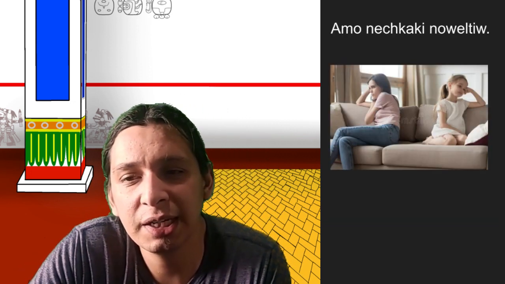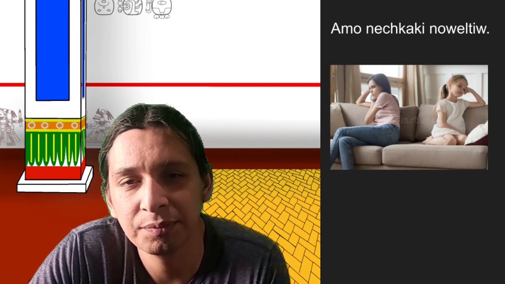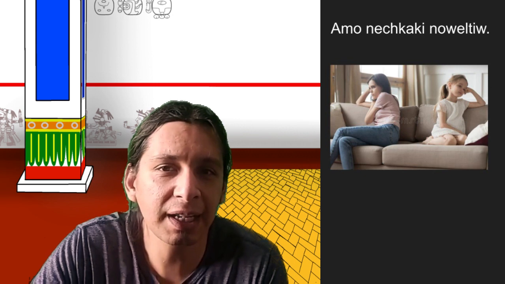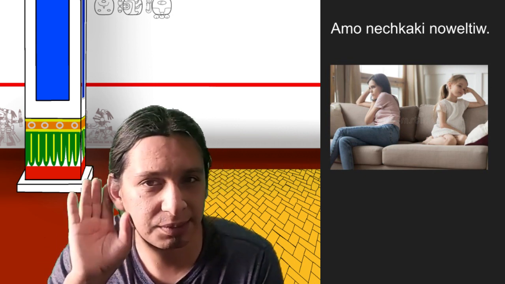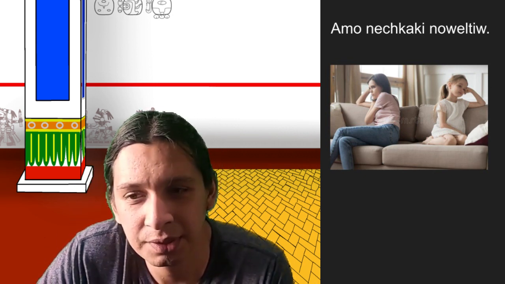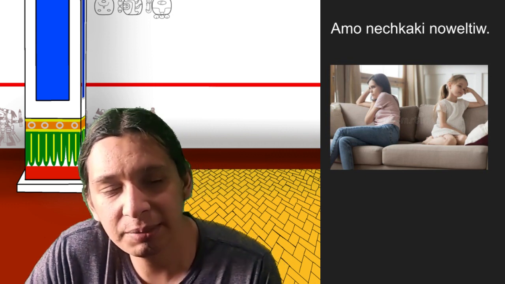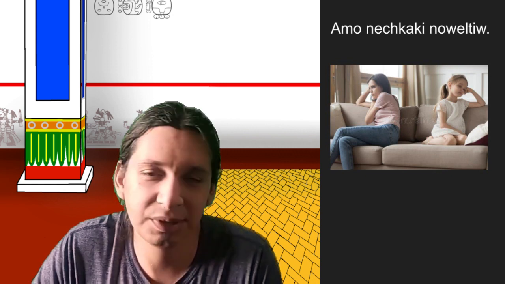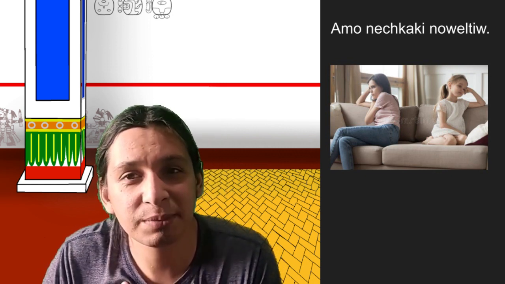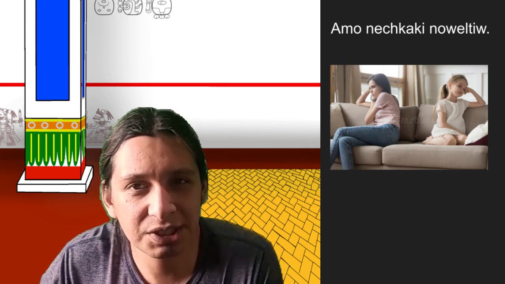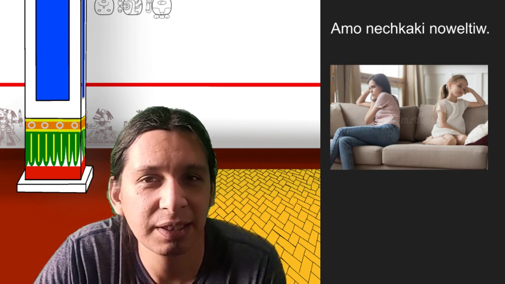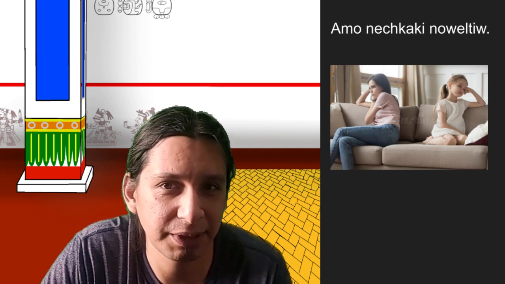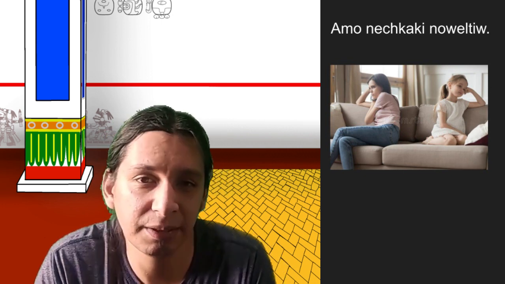Amo nechikaki no welte. Kaki means to hear someone. So if I say nechikaki, it means someone hears me. Amo nechikaki means someone doesn't hear me. And no welte is my sister. So amo nechikaki no welte means my sister doesn't hear me. Okay, my sister can't hear me.